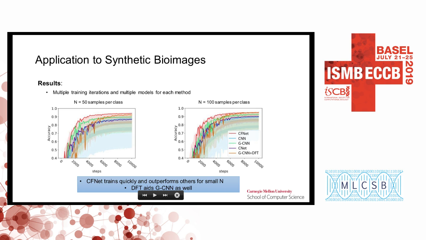And what we see is that CFNet, which is shown in red, performs the best. It also trains very quickly, because it doesn't need to learn invariance to rotation; it already has that encoded within it. We also find that GCNN, shown in green here, outperforms standard CNN. And also we found that if we take GCNN and integrate the 2D DFT into it, which is shown in the orange line here, it can actually increase the performance of group convolution. So the DFT as a transformation isn't necessarily restricted just to CFNet, but could be used in other methods as well.